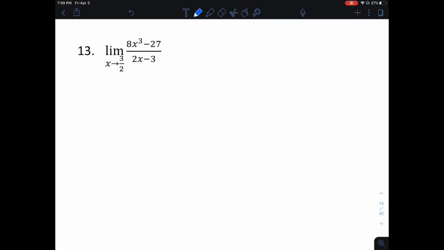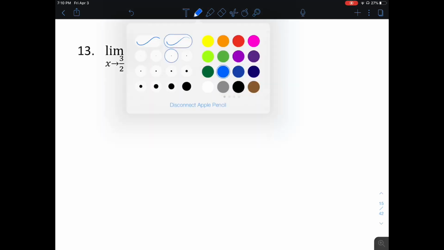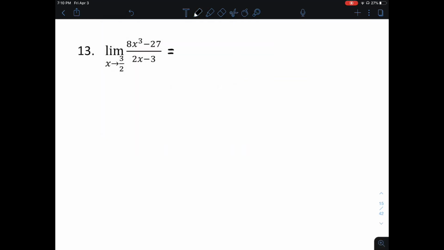Number 13. Interesting. Direct substitution will not work for this, because if we were to put 3 over 2 in for this, the 2's cancel. We'd have 3 minus 3 is 0. So it's not going to happen. So maybe we can factor this.